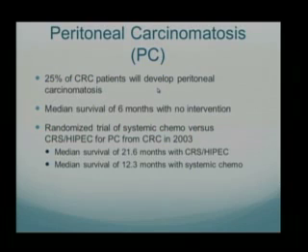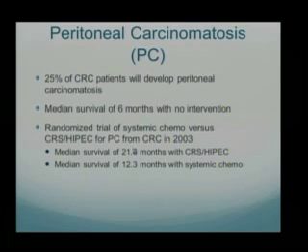So the next tumor we need to talk about is the peritoneal carcinomatosis. Again, specifically from the colorectal cancer origin. So 25% of the colorectal cancer patients will actually develop peritoneal carcinomatosis. And median survival for these patients is 6 months if no intervention is pursued.